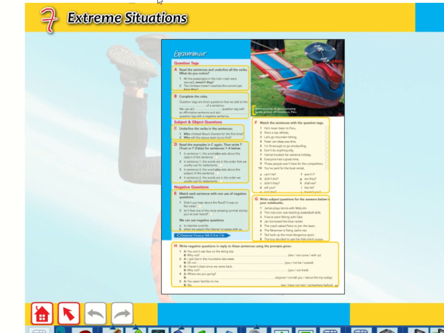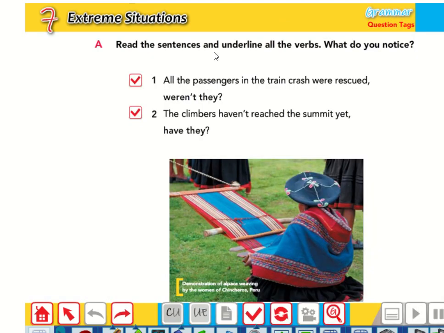Now let's open our student book page 91 and let's revise exercise A, B, and F. Okay, so here read the sentences and underline all the verbs. What do you notice? All the passengers in the train crash were rescued, weren't they? Now here, where are the verbs? Here we have were, rescued, and weren't. These are verbs.